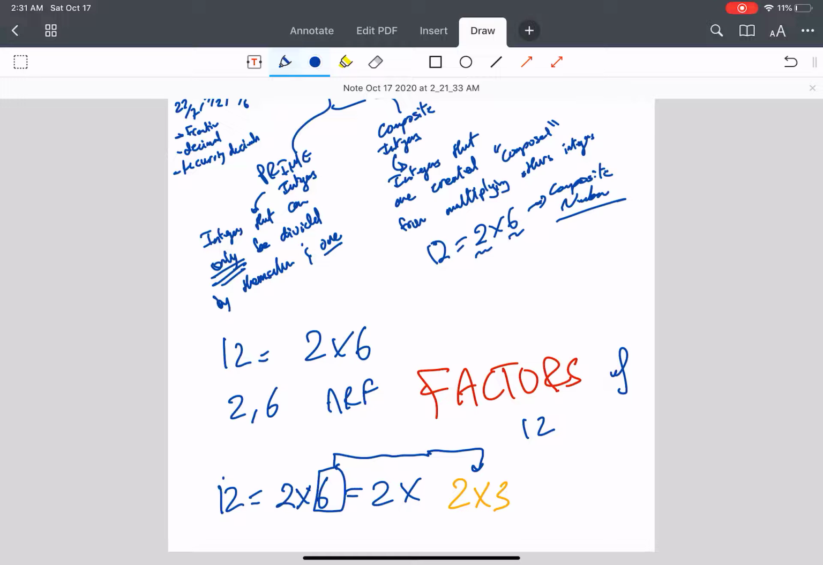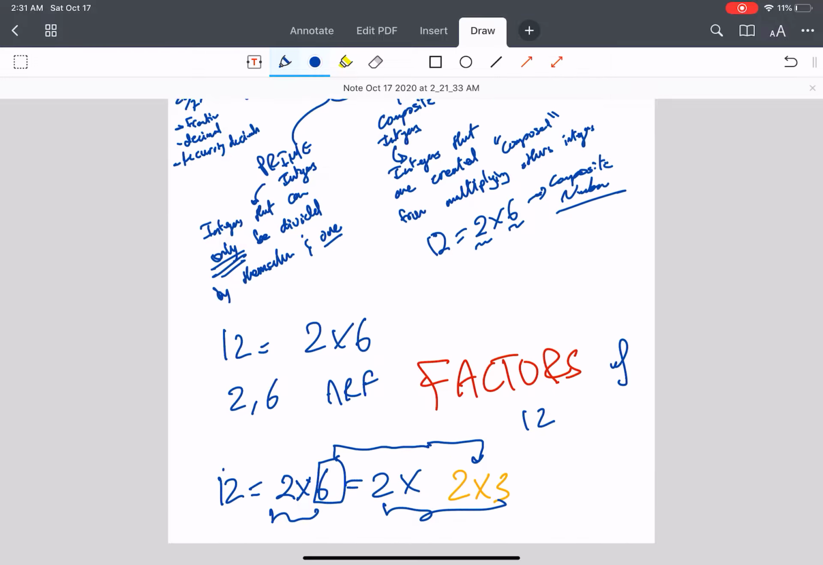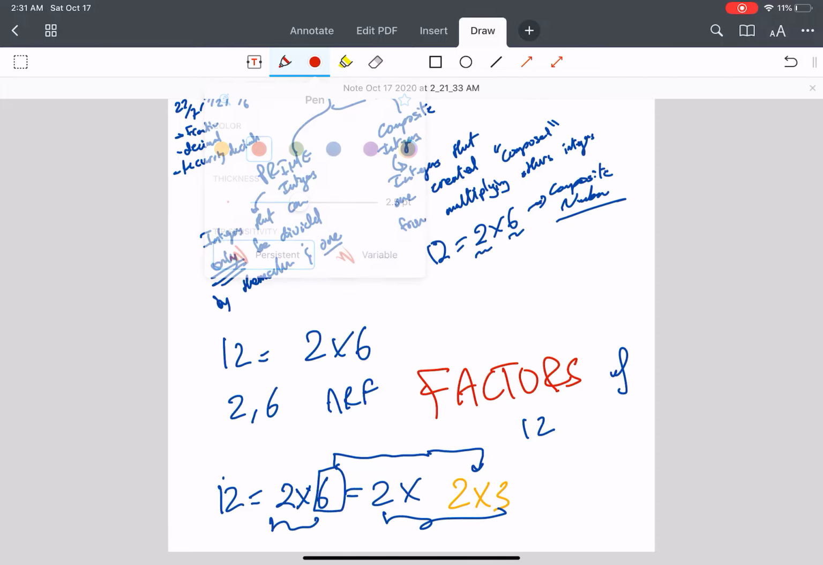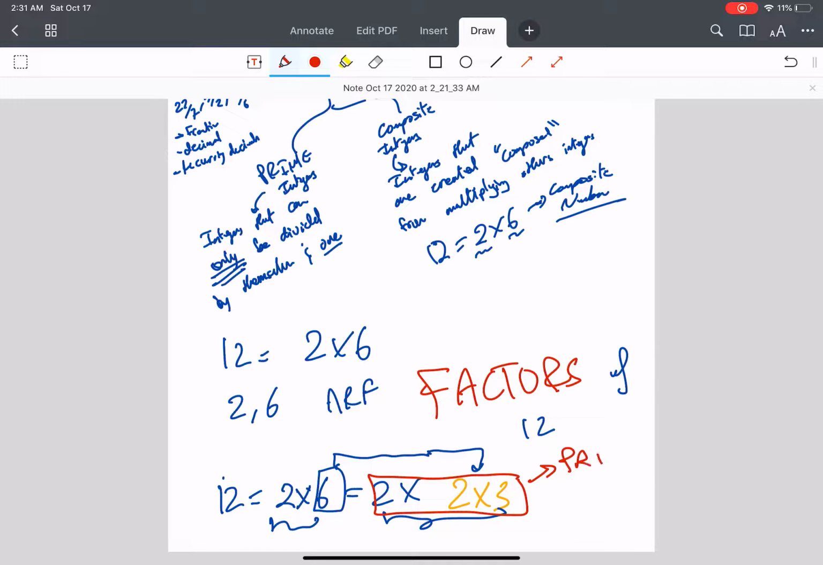So what is the difference between when we say 12 is equal to 2 times 6 and 2 times 2 times 3? Basically, 2 times 2 times 3 is called the prime factors, while 2 and 6 are called just factors, because not all of them are prime. 2 is prime and 3 is prime, so all the factors are prime, so we call it prime factors.